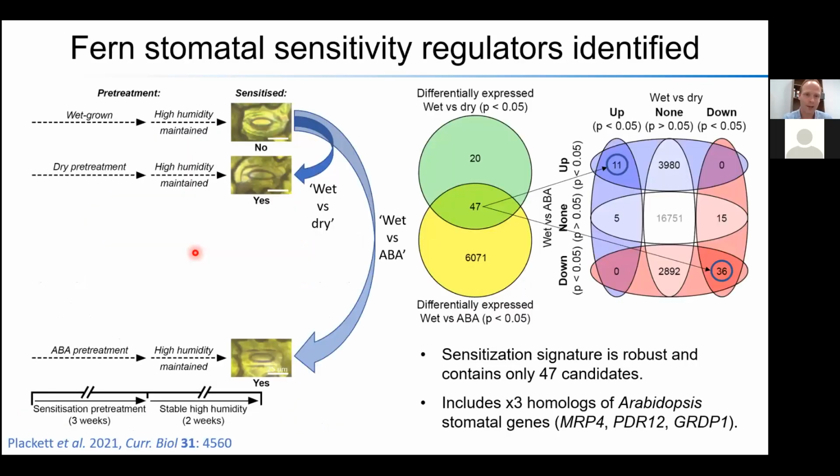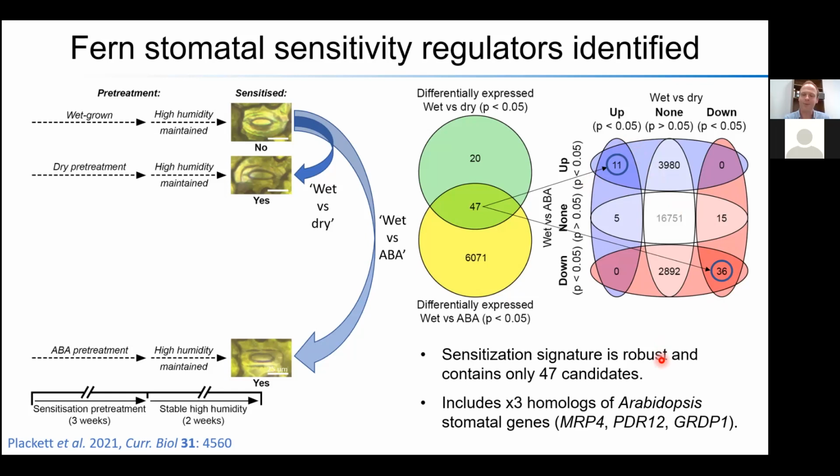Sensitivity is actually more interesting because we know far less about it. And the good news is that in our 2 different comparisons, we found 47 transcripts that were common between the 2. So these are very strong candidates for regulating stomatal sensitivity. And we knew these were differentially expressed. And when we compared the direction in which they changed expression in response to being sensitized, between those 2 treatments, each of those genes went the same way. So 11 were upregulated in both the dry pretreatment and the ABA pretreatment, and 36 were downregulated. So this was a really robust signature and looked like really strong candidates.